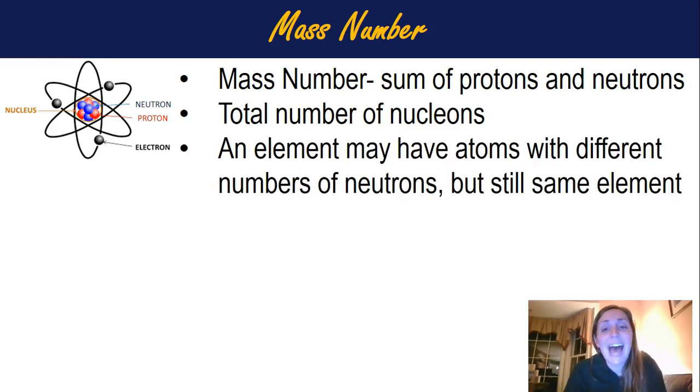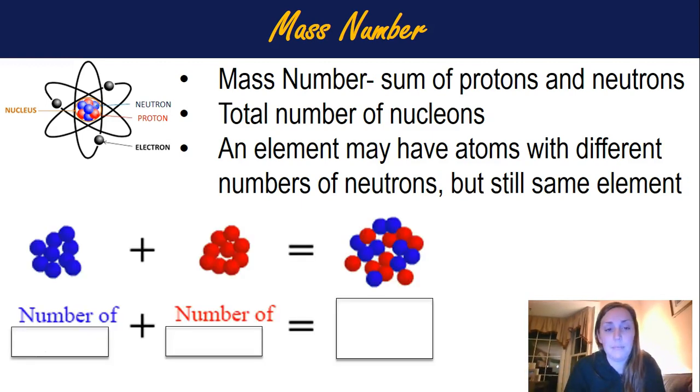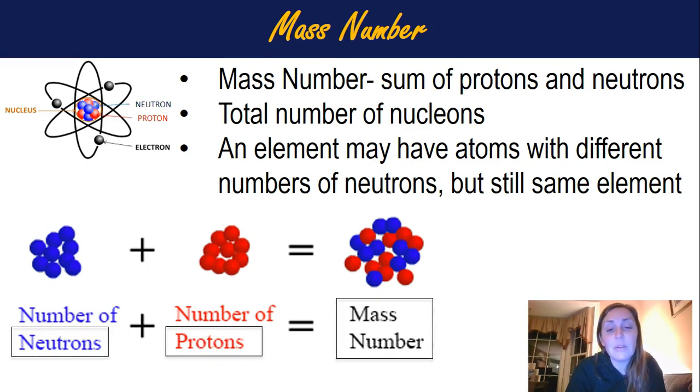An element may have atoms with different numbers of neutrons, but it's still the same element. Because remember, what determines the identity is the number of protons. So even if you have a different number of neutrons in 2 different atoms, they could still be the same element. It depends on the number of protons. So here's a little formula to keep in mind. The number of neutrons plus the number of protons equals the mass number, or the total number of things in your nucleus.